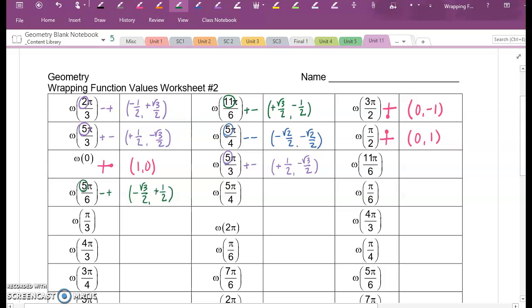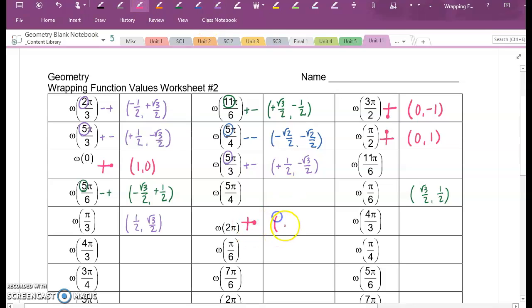5 pi over 4 we already found. Pi over 6 is one of our base ones. That's in the first quadrant. So we have 3 times 2 is 6, so square root 3 over 2 goes first, followed by 1/2. Positive, positive. Pi over 3, again, that's one of our base ones in the first quadrant. 1 plus 2 equals 3, so 1/2 has to go first.